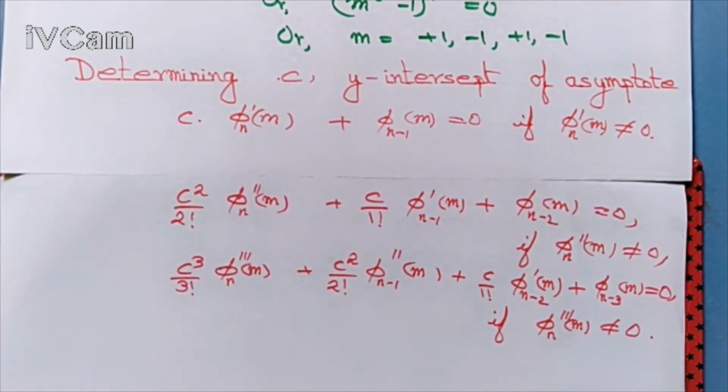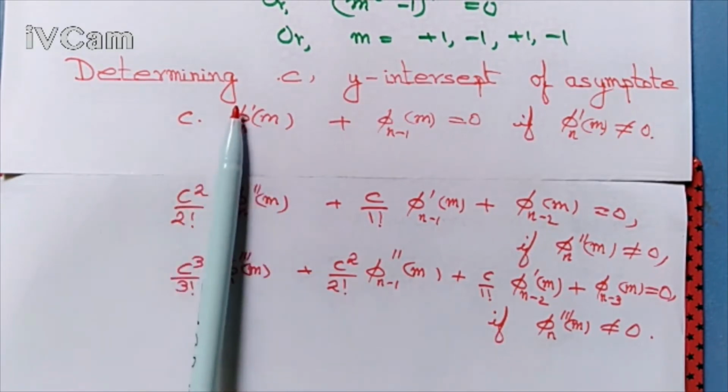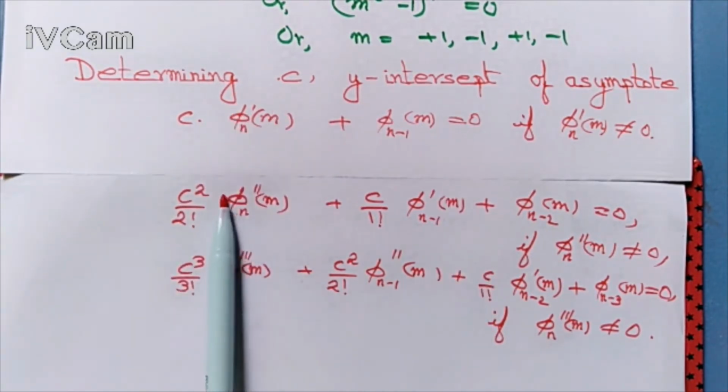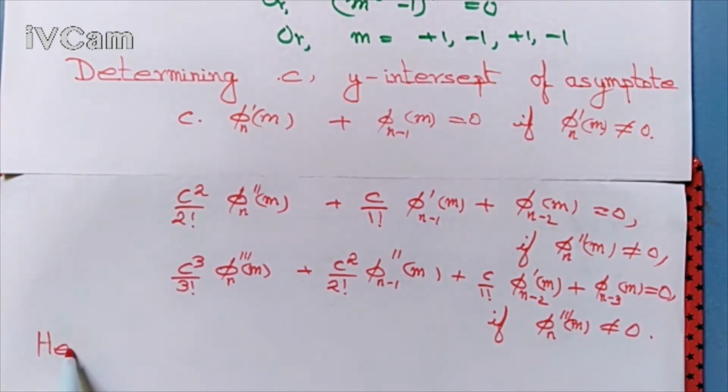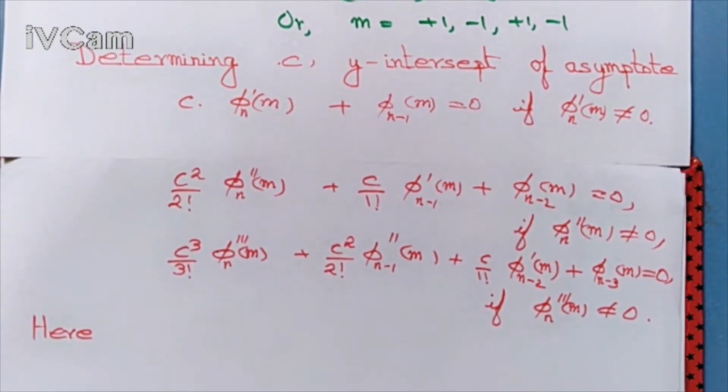So while determining c, we will try with the first formula. If it fails, then we'll use the second formula, and if that fails, we'll use the third formula and proceed accordingly. Let's do it. Here let's take, we'll do case by case.